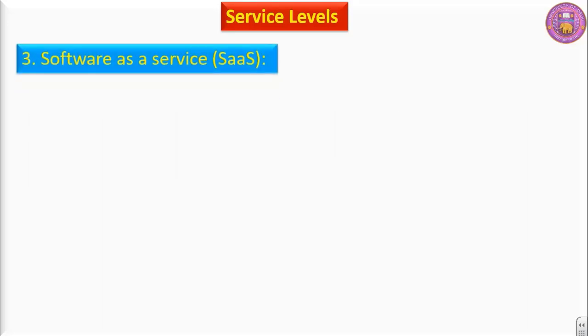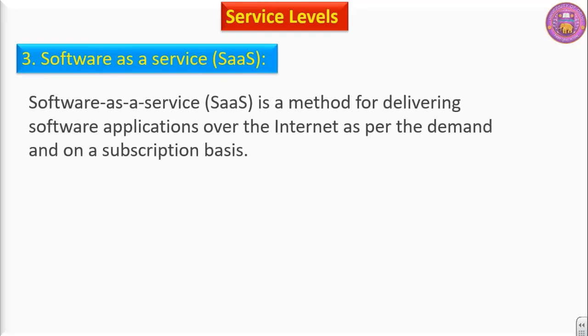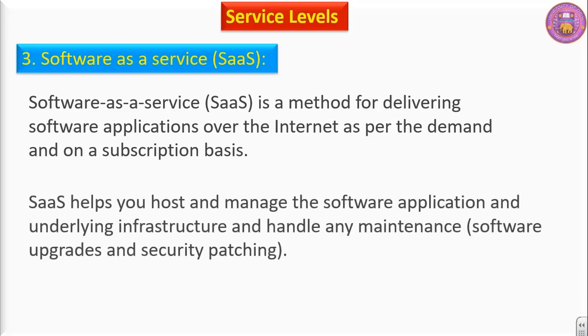Software as a service, SaaS. Software as a service is a method for delivering software applications over the internet as per the demand and on a subscription basis. It means we can hire certain software from the service providers. SaaS helps you to host and manage the software application and underlying infrastructure and handle any maintenance, software upgrades and security patching.